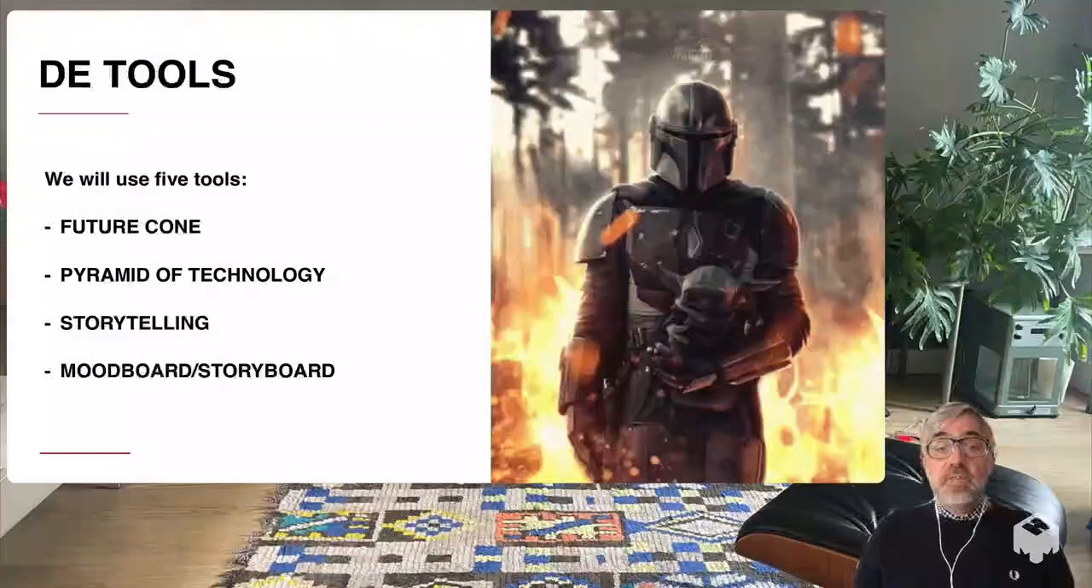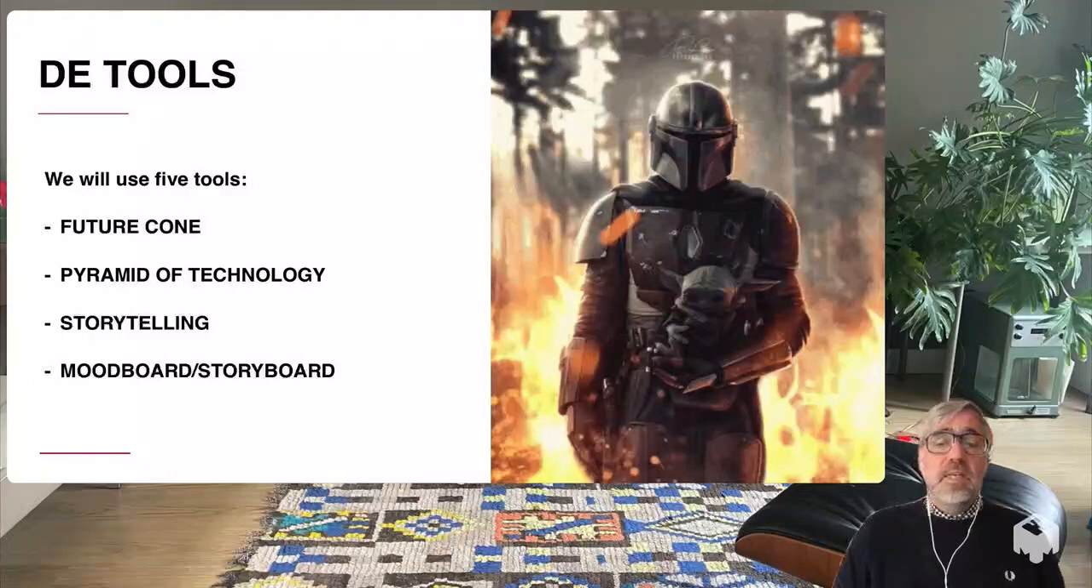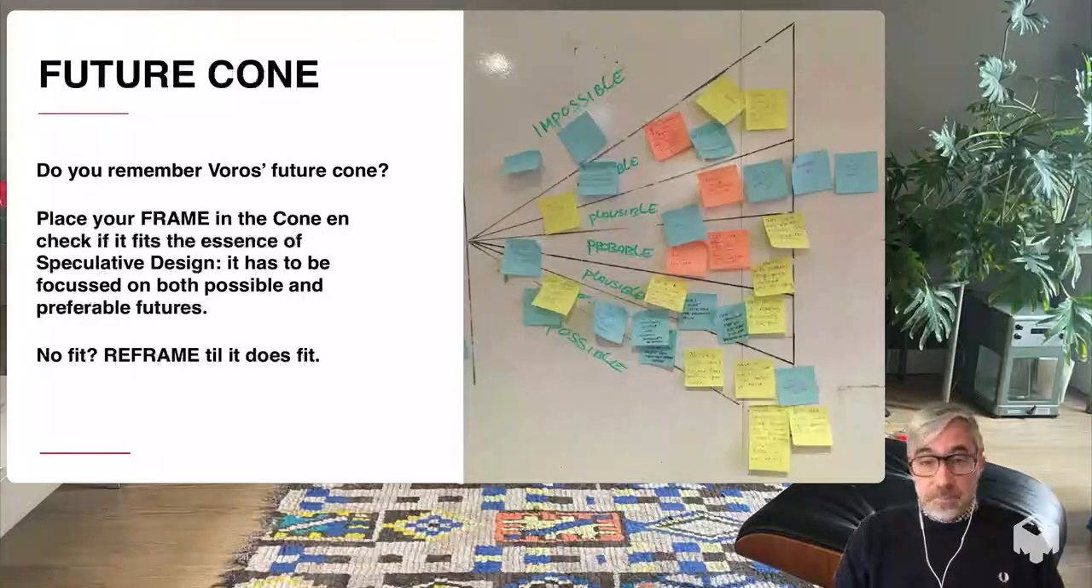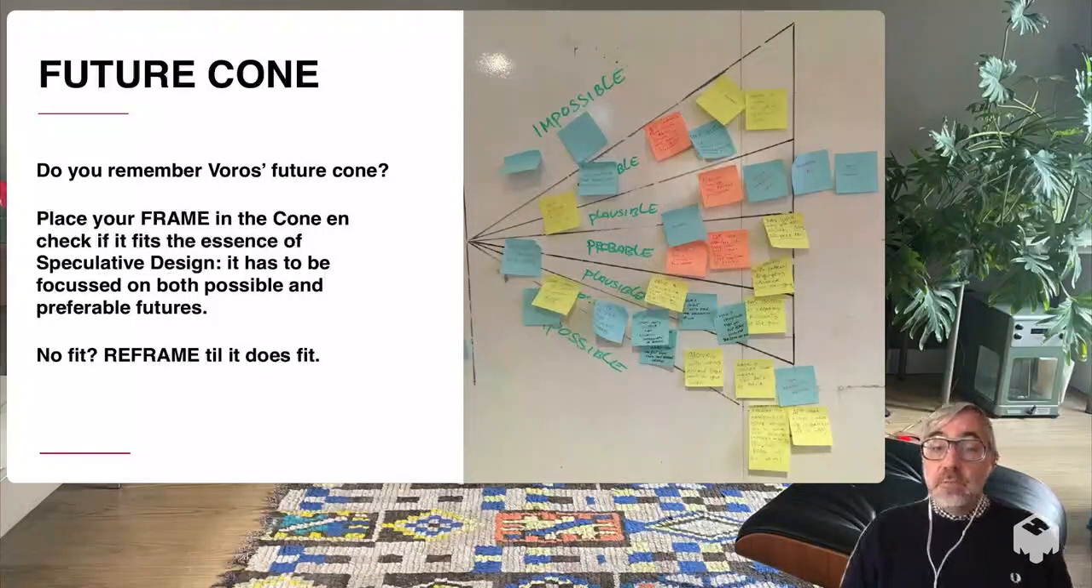We're going to use the following tools that you're already familiar with because you used them in TrendLab 1. The future cone, the pyramid of technology, storytelling, and a mood board and storyboard. Let's dive into the first one, the future cone. Forrest's future cone is already explained in the video about speculative design.